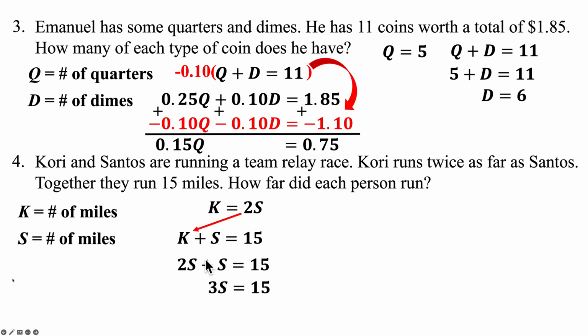2S plus S is 3S. Divide by 3, S is 5. So take the 5, double it. 2 times 5 is 10. So Corey ran 10 miles. Santos ran 5 miles.